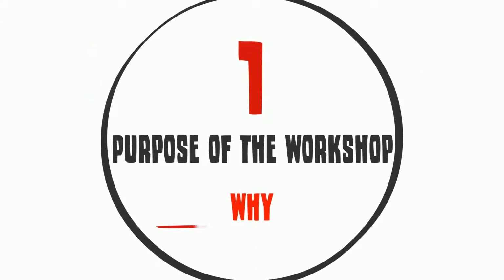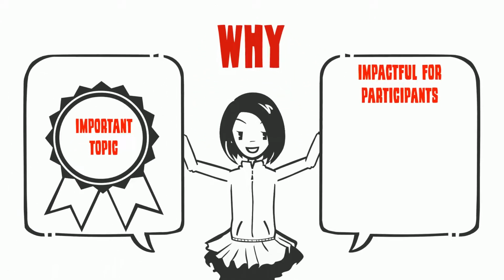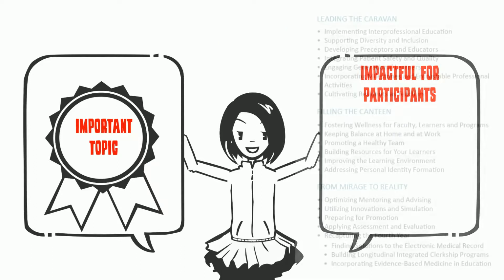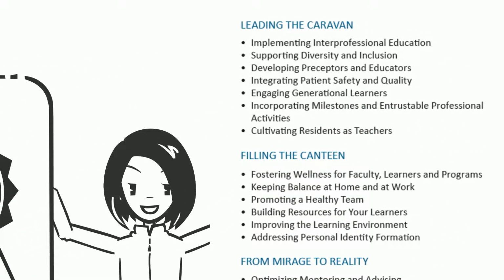1. Be clear about the purpose of your workshop. The purpose is the why of your idea. Why is this an important topic, and how will this be impactful for the participants? Remember to look at the sub-themes of the meeting. The meeting organizers have chosen the emphasis they want to make.